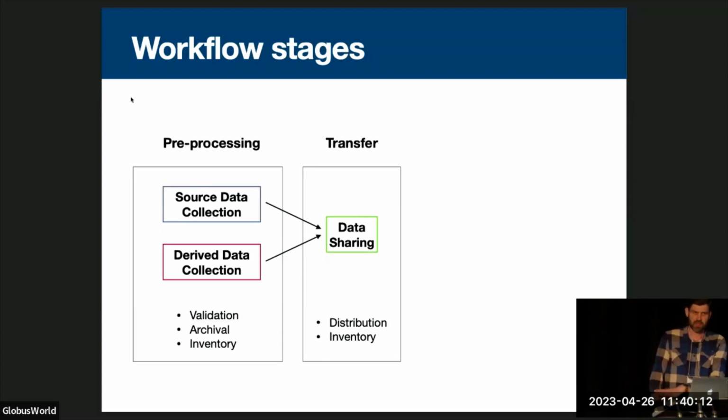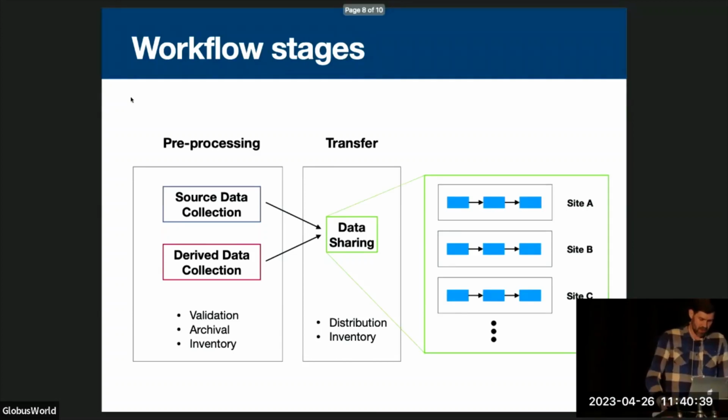And the pre-processing stage can be further split into 2 parallel sections where the data either originates from the source, the coordinating site, or the collaborating sites where the further processing happens. Both sections of the pre-processing stage consist of validation, archival, and inventorying. And then the transferring includes distribution, that's the sharing using Globus to different sites, with inventorying of those successful transfers. Each of these stages for the transferring portion consists of multiple subtasks where the data sharing sub-workflows are parallelized on a per site basis.